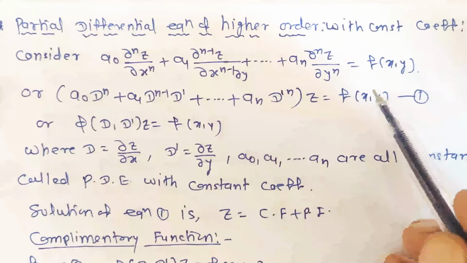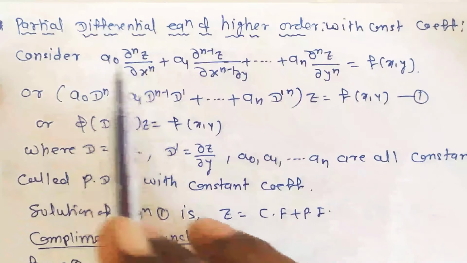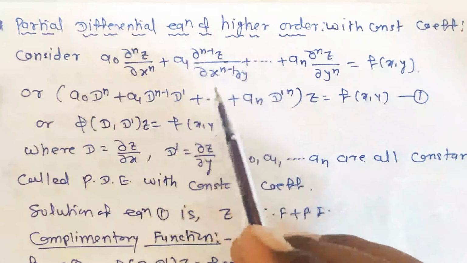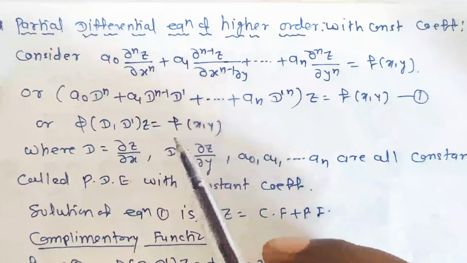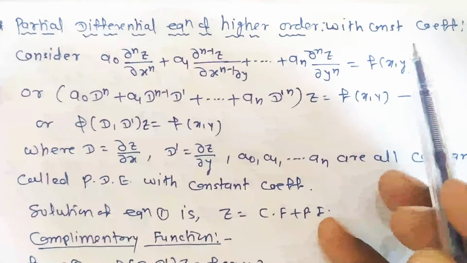So the topic is similar, only the difference is that in an ordinary linear differential equation with constant coefficient, the number of independent variable is only one, and in a partial differential equation there are more than one, say x and y. Okay, now what is this partial differential equation of higher order with constant coefficient?